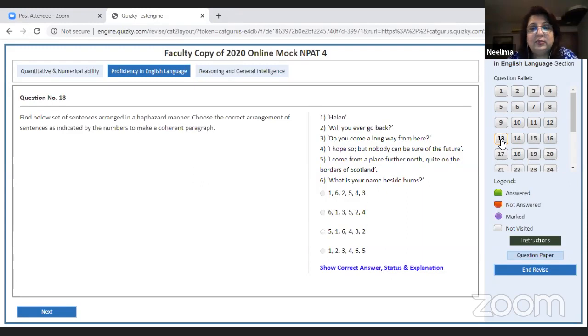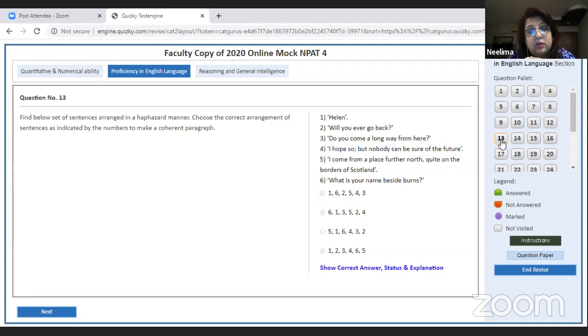So you are tested on this. Now let's try doing this question. It has 6 sentences. The best way of doing a parajumble question is to read all the sentences quickly. Let's say you have 6 sentences here. So we just read all of them and then try to figure out what the structure is.